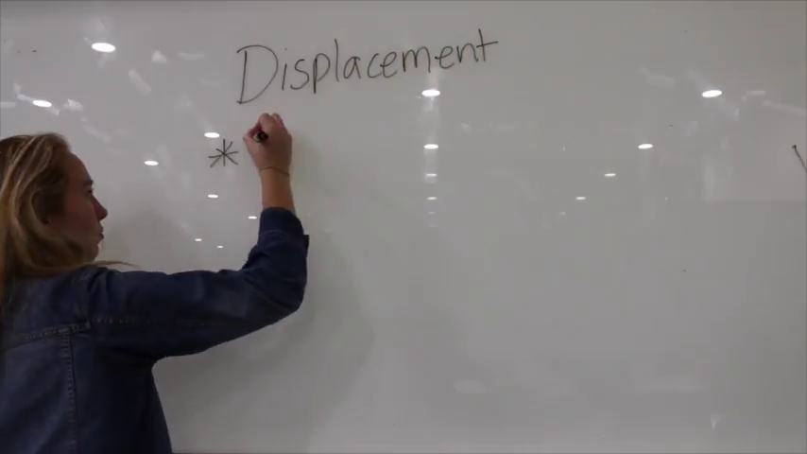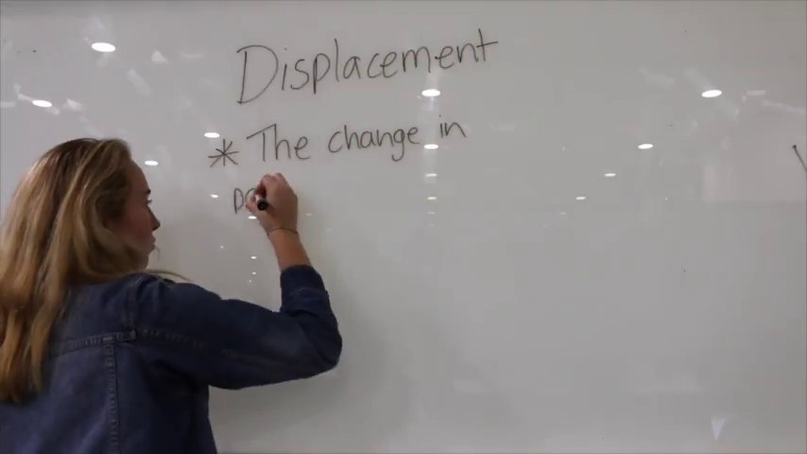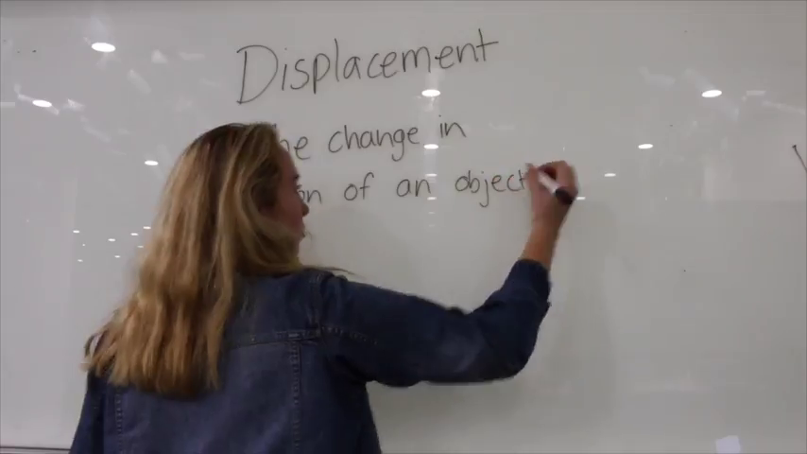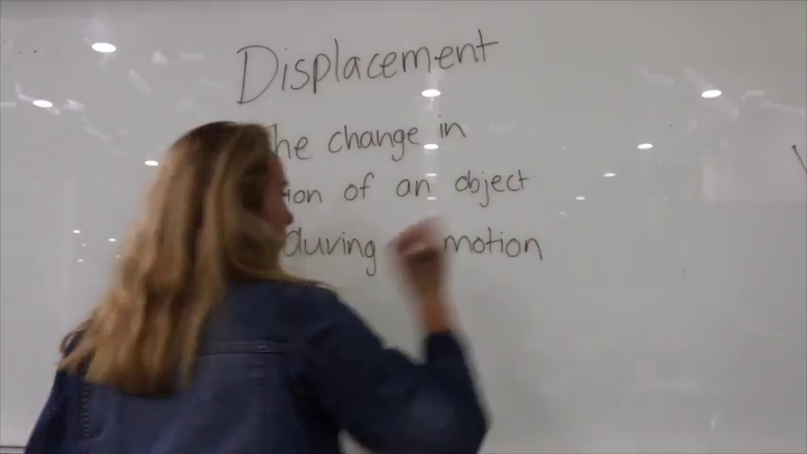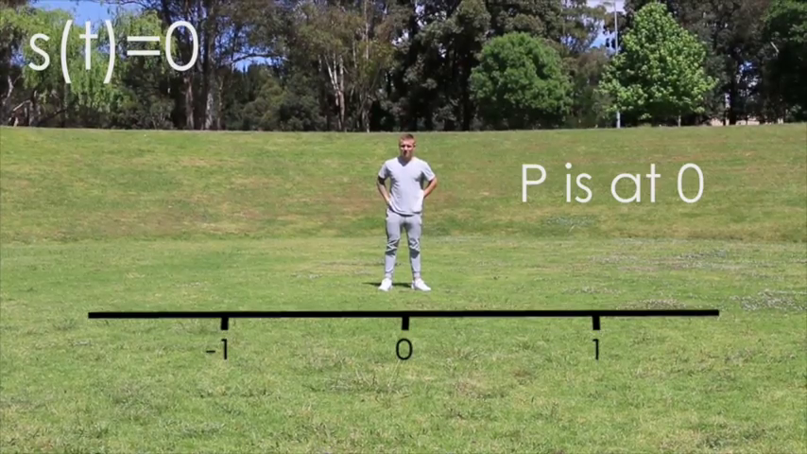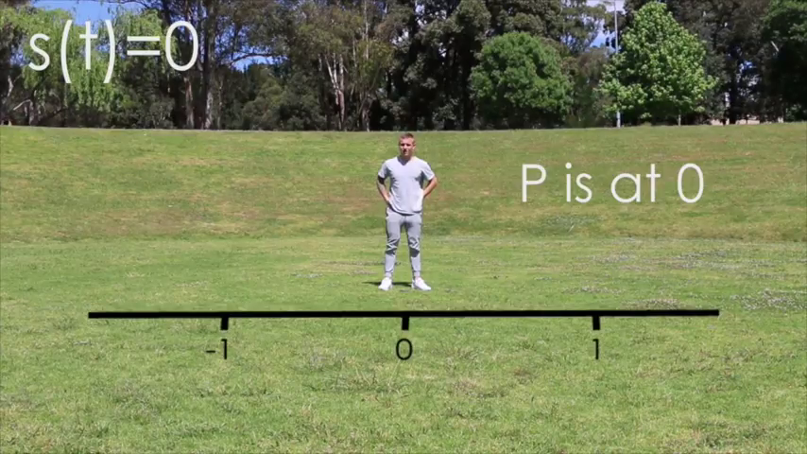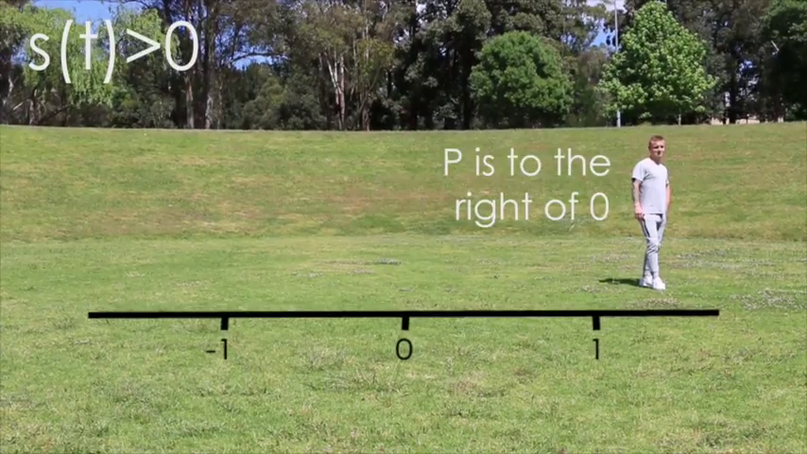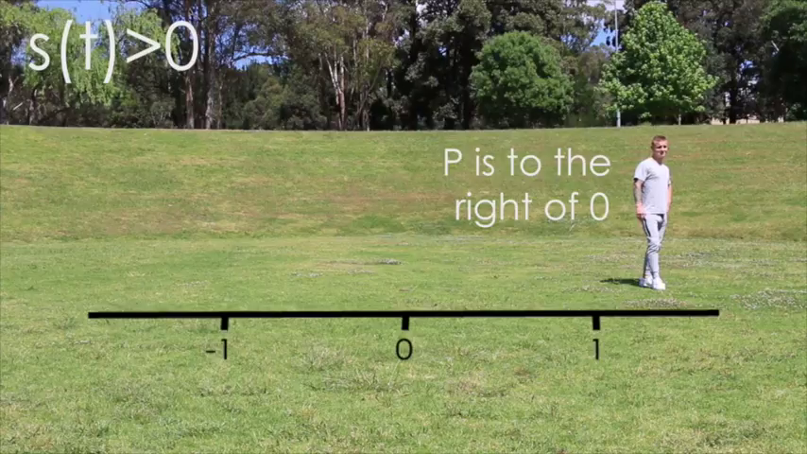Displacement can be defined as the change in position of an object during its motion from start to finish. As can be seen from the displacement function s of t, when s of t equals 0, the particle is at 0 and is at rest. Here the particle is defined by the displacement function s of t.